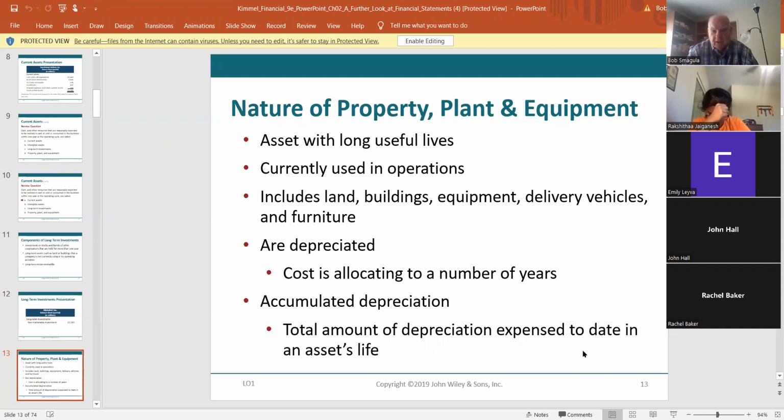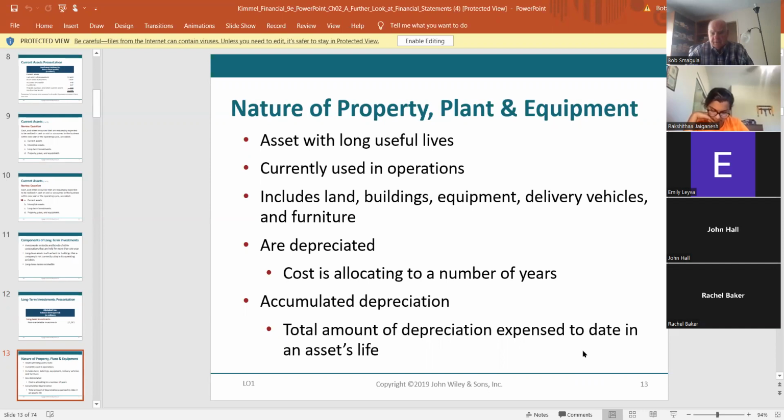Assets with long useful lives, currently used in the operation. That's important. If you have an asset and suddenly you don't have a need for that asset, it's not going to do you any good anymore to have that asset. You have to write that asset off as a complete loss and take it away from the financial statements. Maybe it's a machine you bought 30 years ago to make fax machines. You know, nobody uses fax machines anymore.